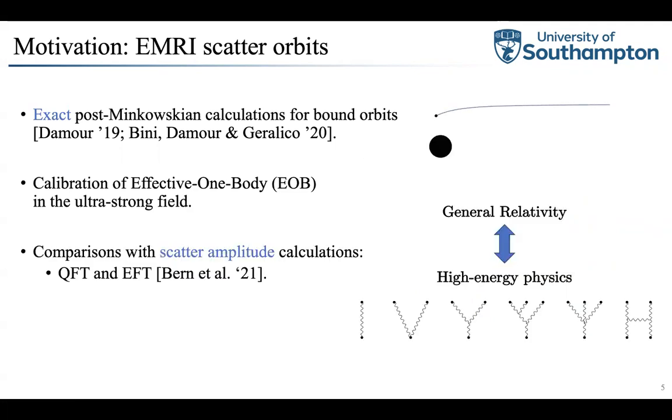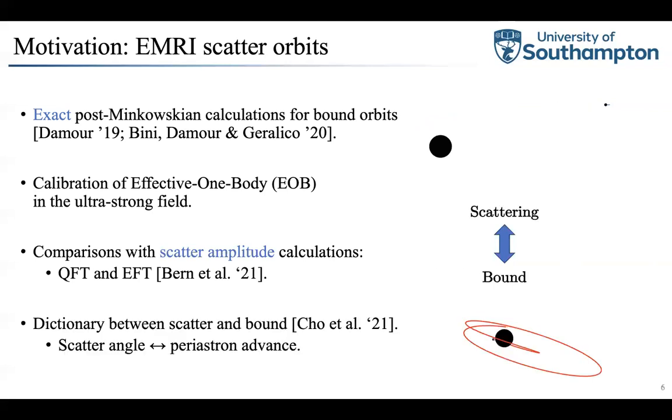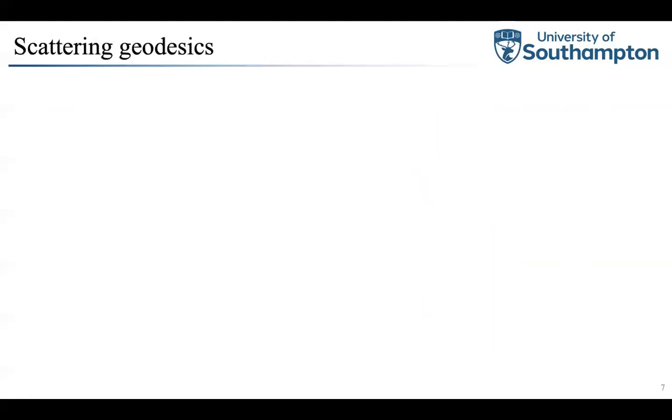Another thing we can do is compare with scatter amplitude calculations of scatter orbits within GR, such as those done with QFT or EFT methods. And obviously, these are very different methods from those used in classical general relativity calculations, so it would be good to contrast and compare. Another thing we can do is use a recently discovered dictionary between scatter and bound orbits. So we can use scatter orbits to inform bound waveform models, such as for LISA or LIGO.